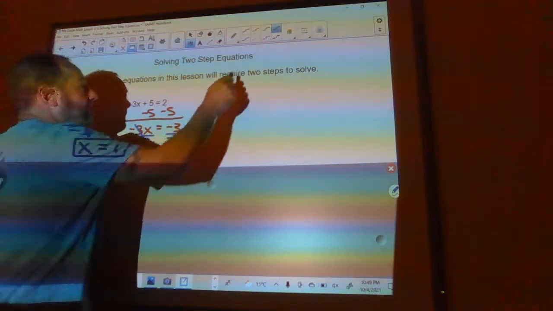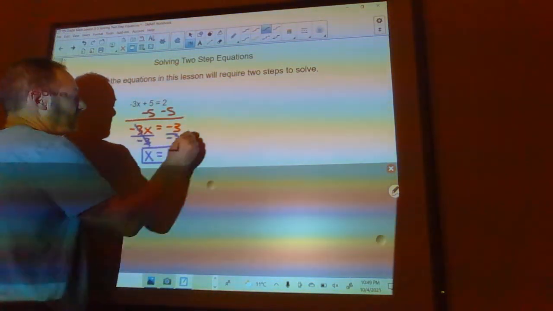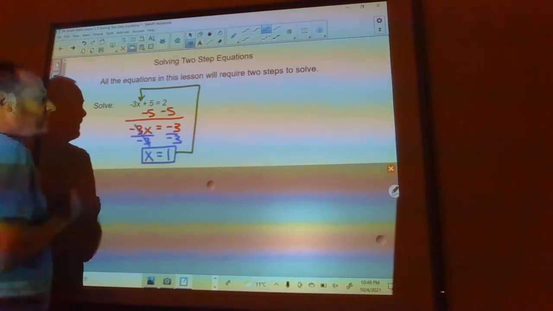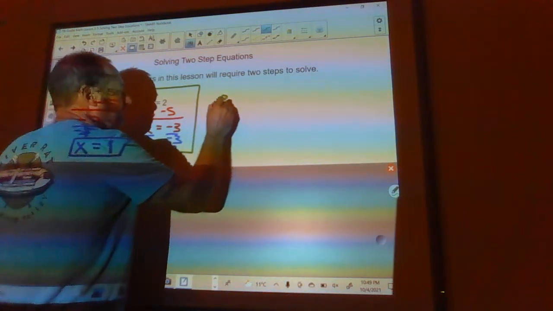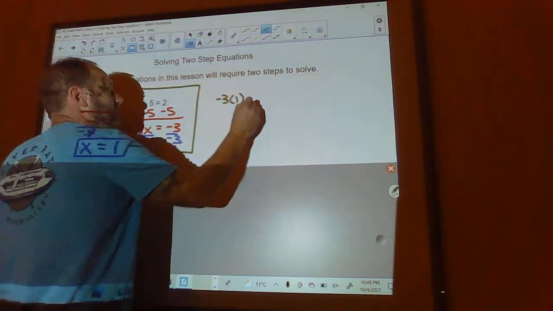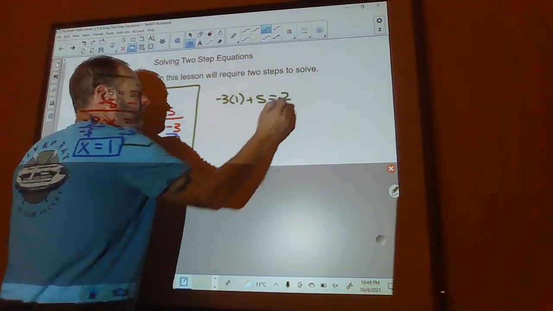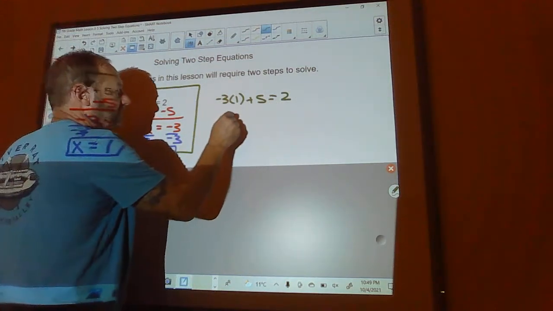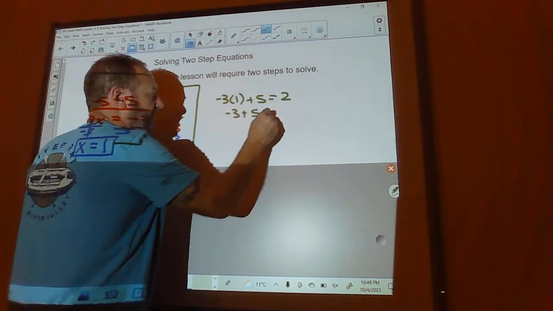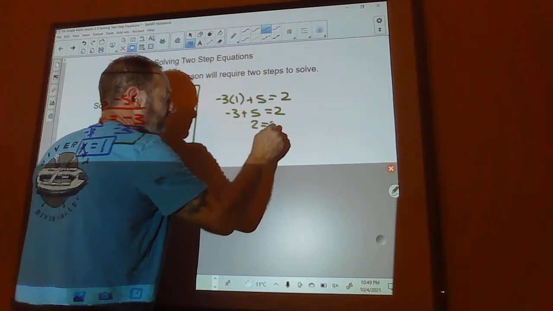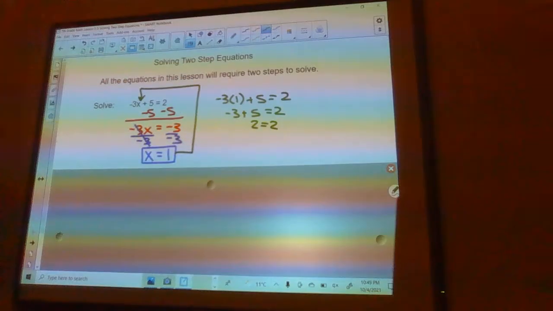Now it's probably a good idea to check my answer here. So I'm going to take the 1 and plug it in right there. I would get negative 3 times 1 plus 5 equals 2. And this is negative 3 plus 5 equals 2, and 2 equals 2. So it works.